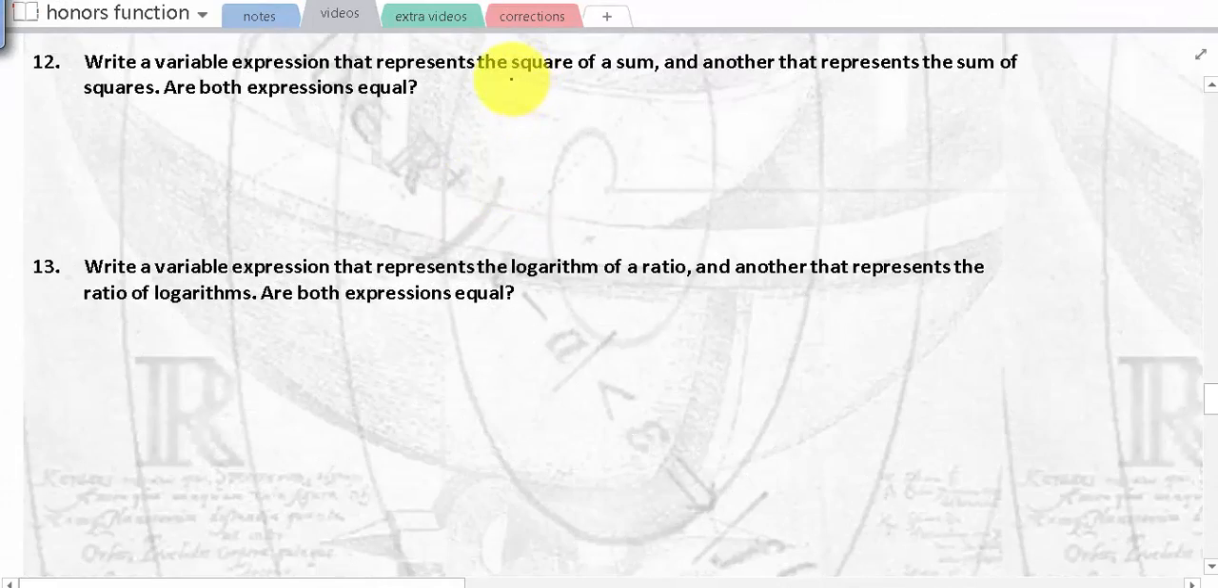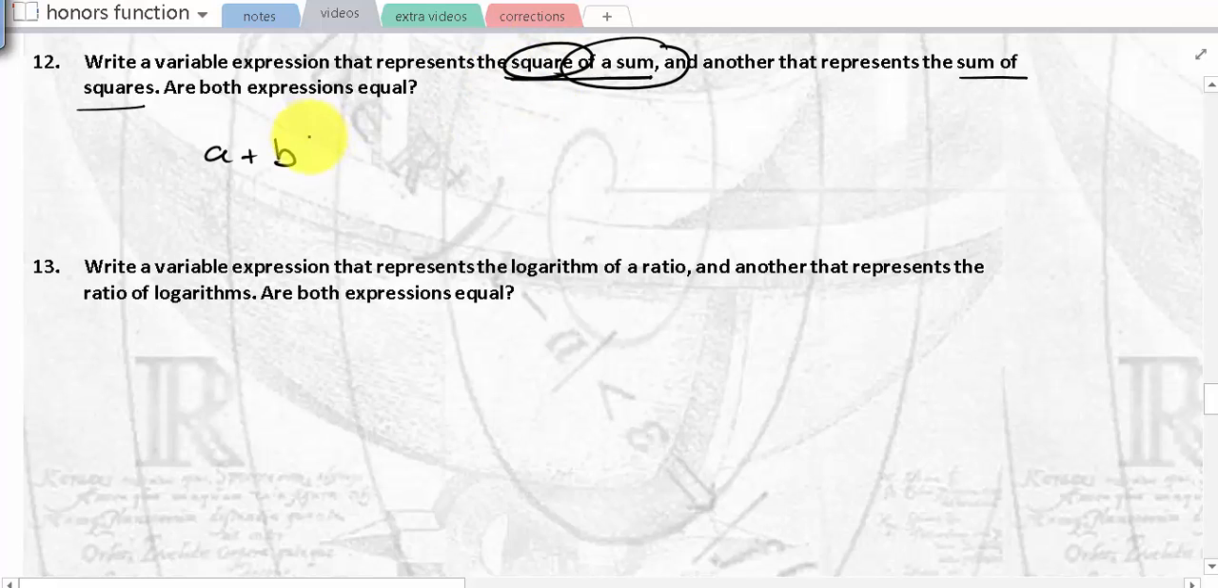Example number 12. Write a variable expression that represents the square of a sum and another one that represents the sum of squares. Okay, and then are both expressions equal? So the square of a sum: first you take a sum, a plus b, and then you square it. Here we go. The other one is a sum of squares. So first you take two squares, a squared and b squared, and then you take the sum of them, all right? And I hope you remember that these two are not equal, all right? Now, your turn with 13.